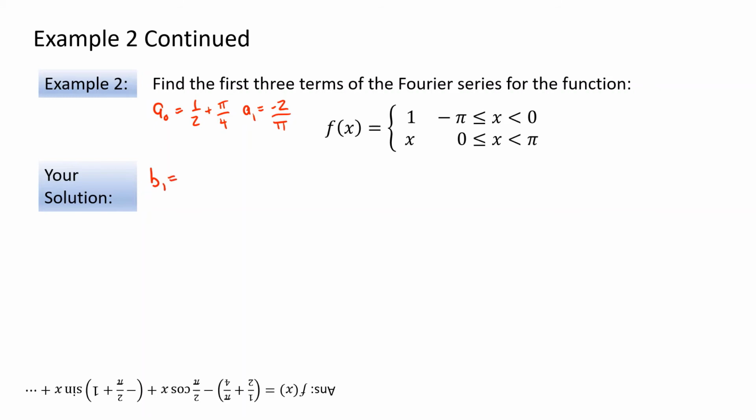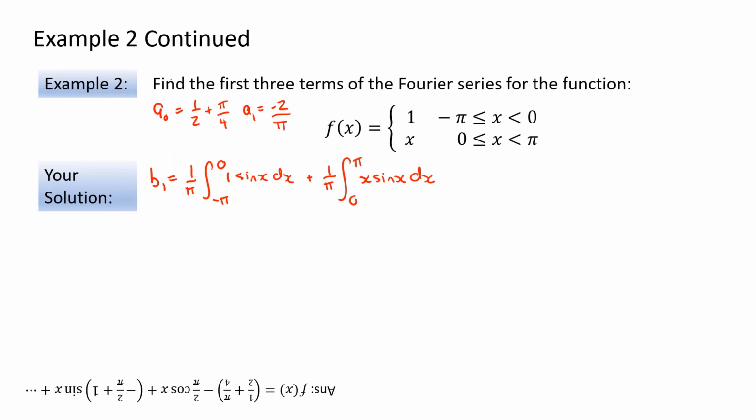Just like the first two terms, remember we're going to have two integrals. So we have 1 over pi times the integral from negative pi to 0 of f of x sine of nx. Remember n is 1 in all of our examples here, and f of x is also 1 for the first integral. So we're left with 1 times sine of x. Plus the second integral, which is 1 over pi times the integral from 0 to pi of f of x sine x again. This time, f of x is x. So we get x sine of x dx.